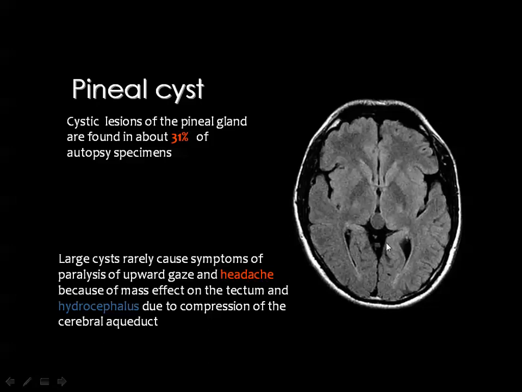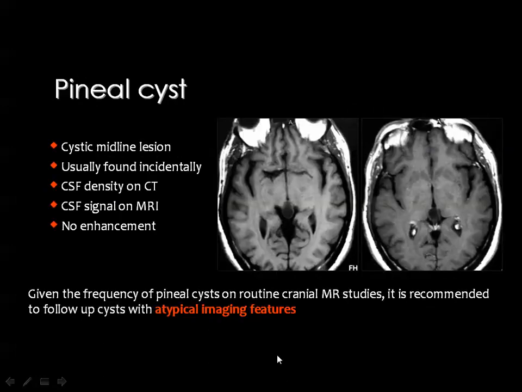It is usually asymptomatic, but if it is large, it may cause some headache, and it may obstruct the aqueduct of Sylvius or the posterior part of the third ventricle, producing hydrocephalus. The cyst usually contains fluid, and this fluid shows low signal in the T1 and high signal in the T2. If you inject contrast media, the cyst will not enhance.